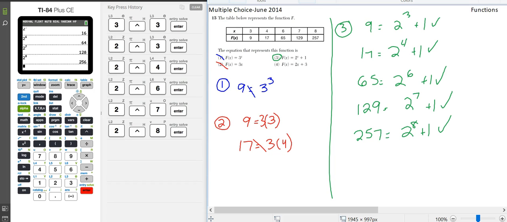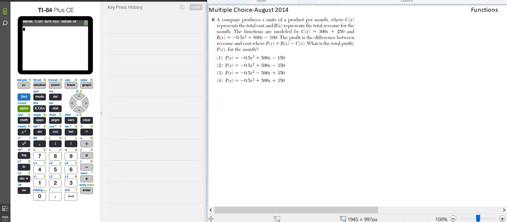Let's look at one more question related to other functions. We're going to look at a question that relates to functions. This is question number 6 from the August 2014 Algebra 1 Regents.